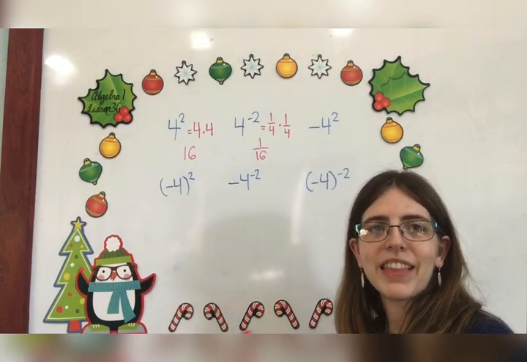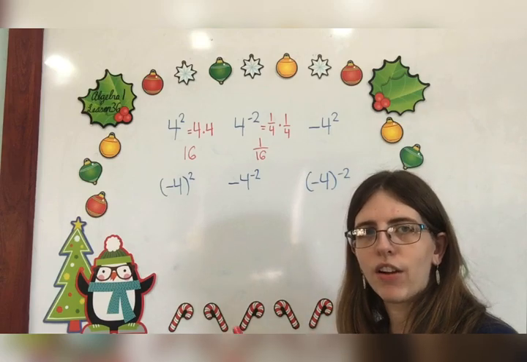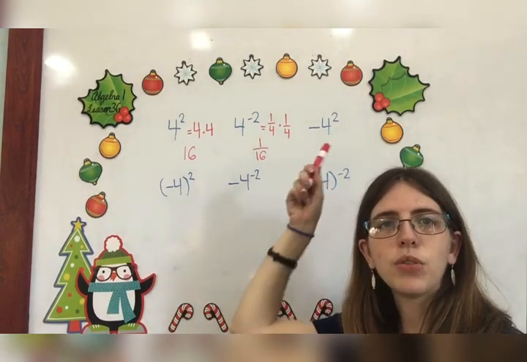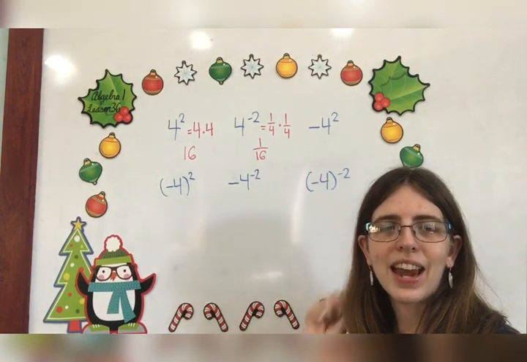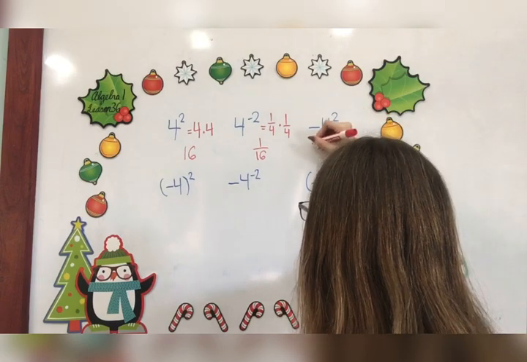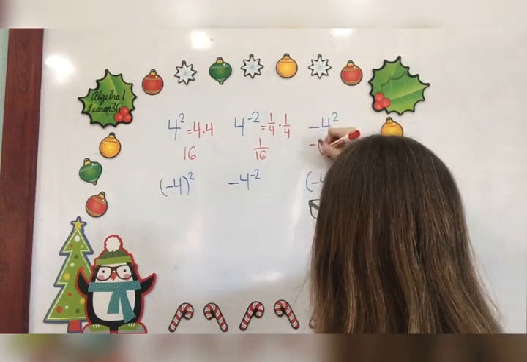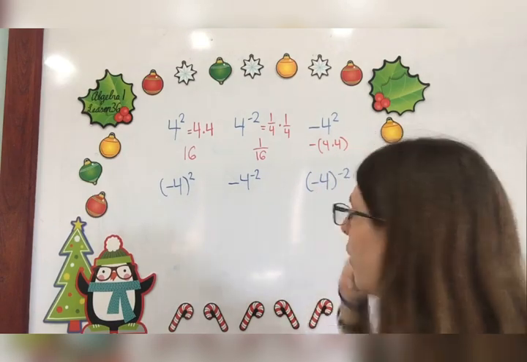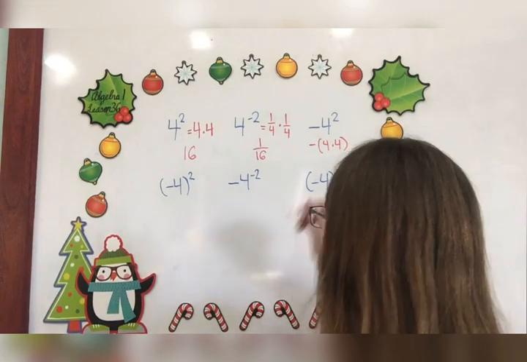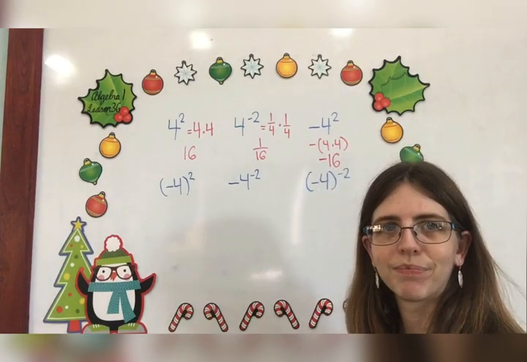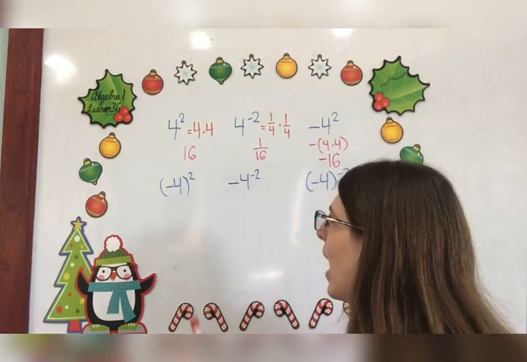Now I have negative 4 squared. But this is really saying the opposite of 4 squared. When my negative is not protected by parentheses, that means I do the squaring first, and then I put the negative sign in front. So this is saying the opposite of 4 times 4. We know that 4 times 4 is 16, so the opposite of 16 is negative 16. And that's your answer.